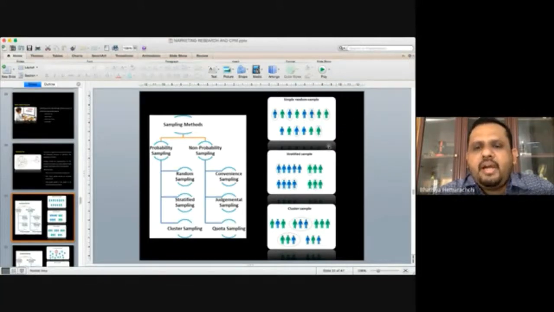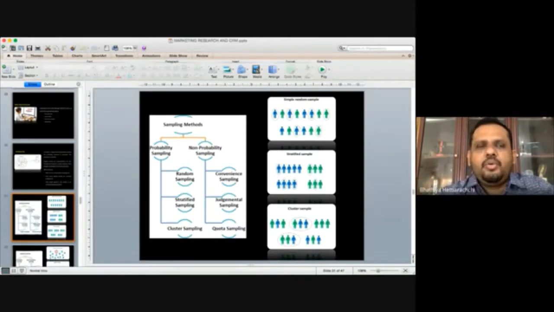So under probability sampling, you have three types: random sampling, stratified sampling, and cluster sampling. So when you go to simple random sample, it's very simple, random, right? From the group you will select someone, and there is no basis. It can be A, B, C, D. You will just select. There is no biasness. Anybody can come in. Right?